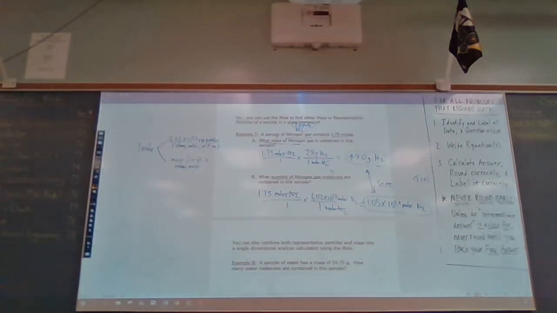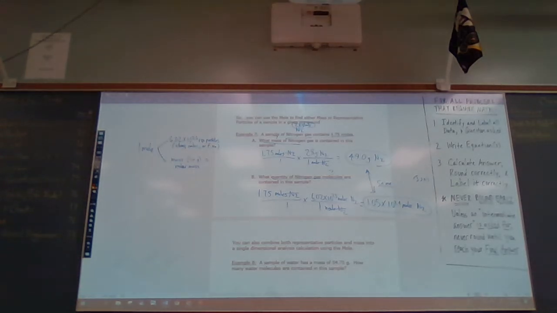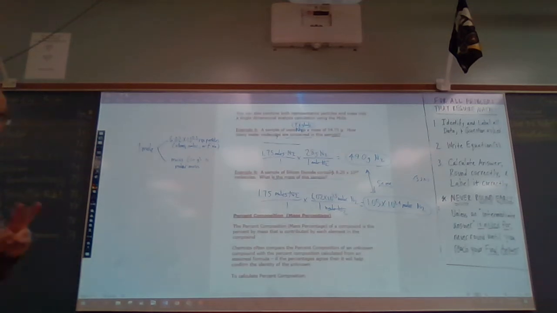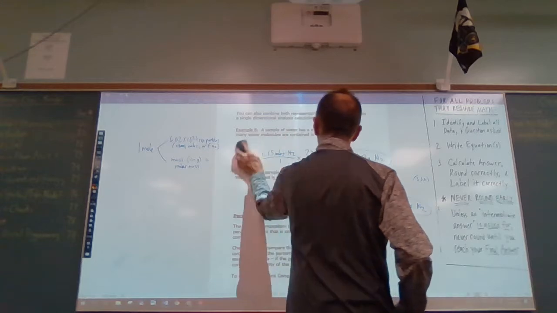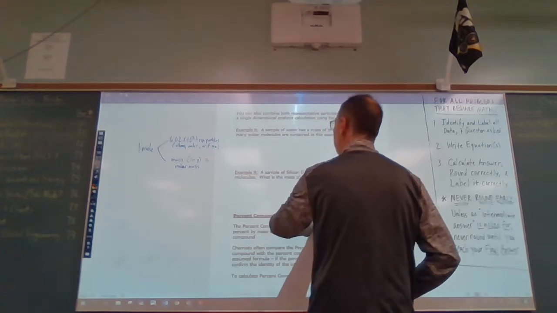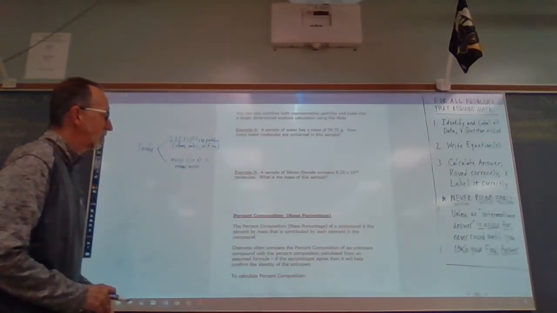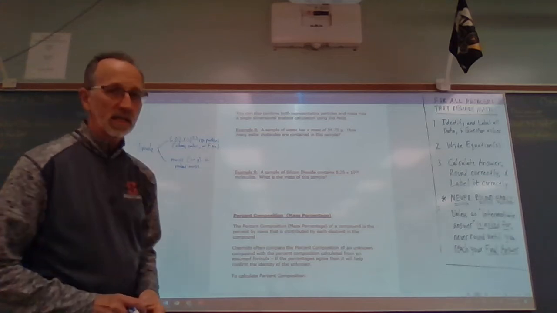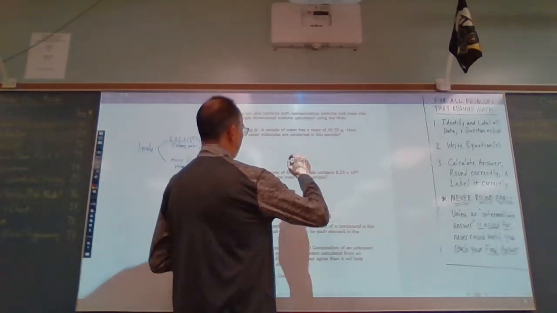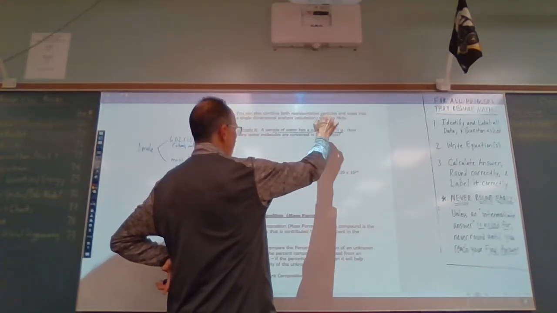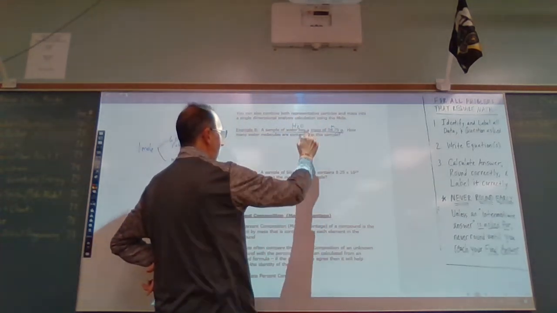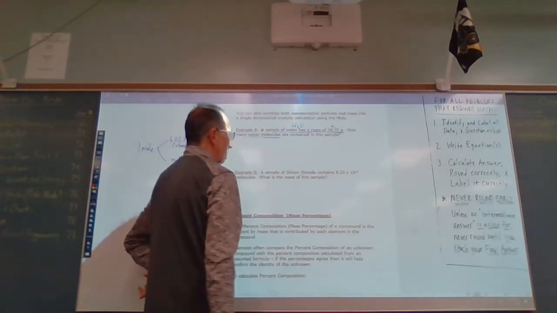So the last problem for today is a combo problem. Sorry, the last 2 problems are combo problems, all right? So we can combine both representative particles and mass into a single dimensional analysis calculation, multiple steps, using the mole. So here we have a sample of water, and it has a mass of 54.75 grams. How many molecules are in this sample?